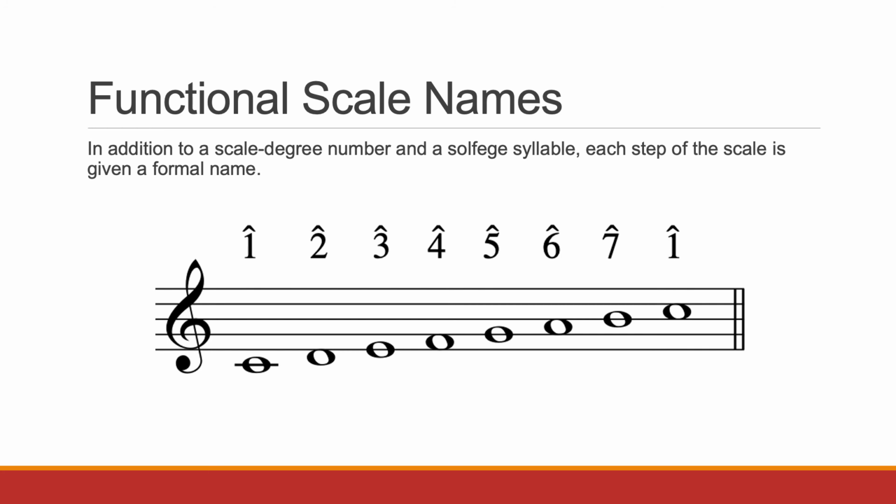Functional scale names. In addition to a scale degree number and a solfege syllable, each step of the scale is given a formal name. Scale degree 1 is the tonic. Scale degree 2 is the supertonic. Scale degree 3 is the mediant. Scale degree 4 is the subdominant. Scale degree 5 is the dominant. Scale degree 6 is the submediant. Scale degree 7 is the leading tone. And we're back to 1 with the tonic again.